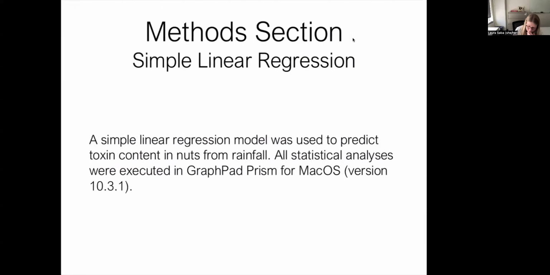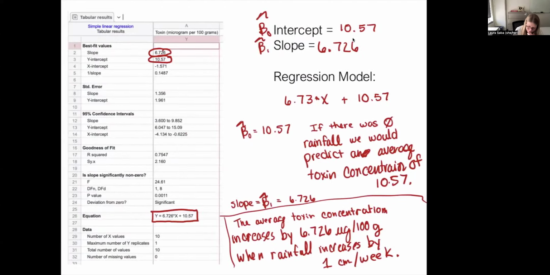So where did I get the confidence interval and the p-value? Let's look back here. Here's our confidence interval for our slope. And then here's our p-value. Is the slope significantly non-zero? That's the p-value we're interested in.